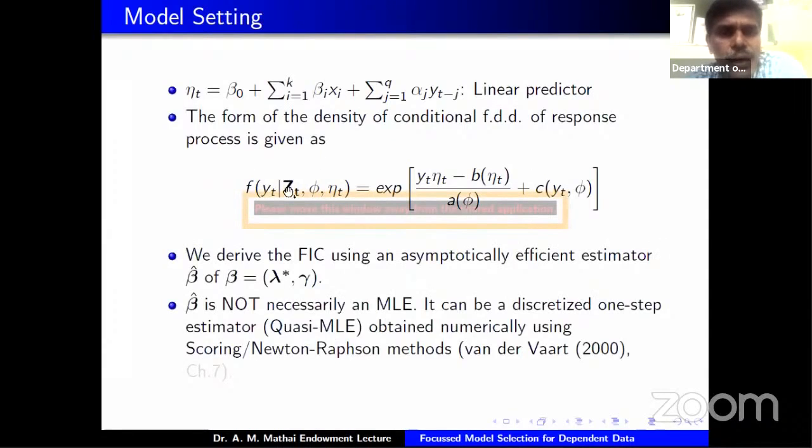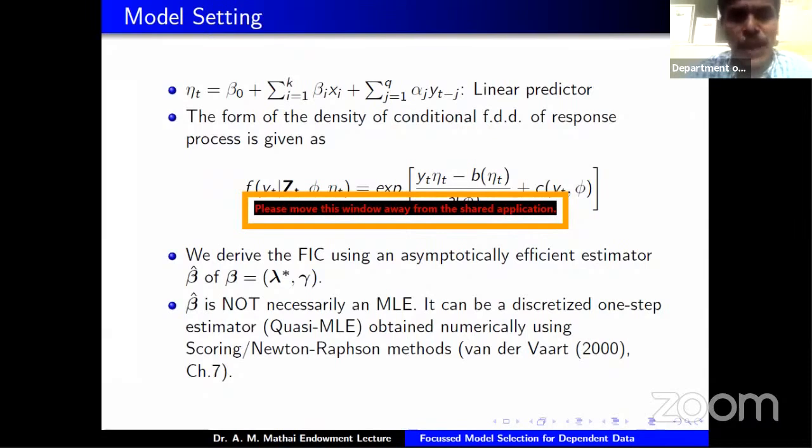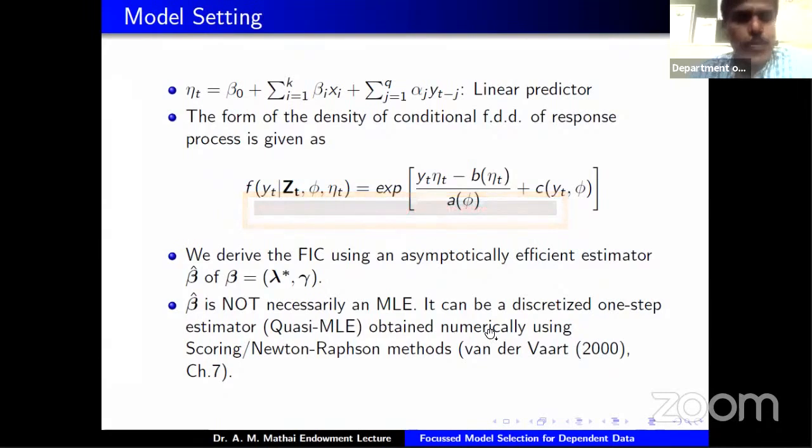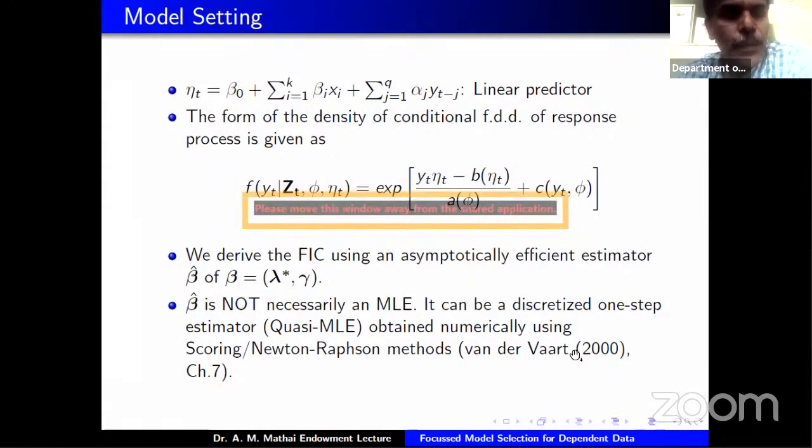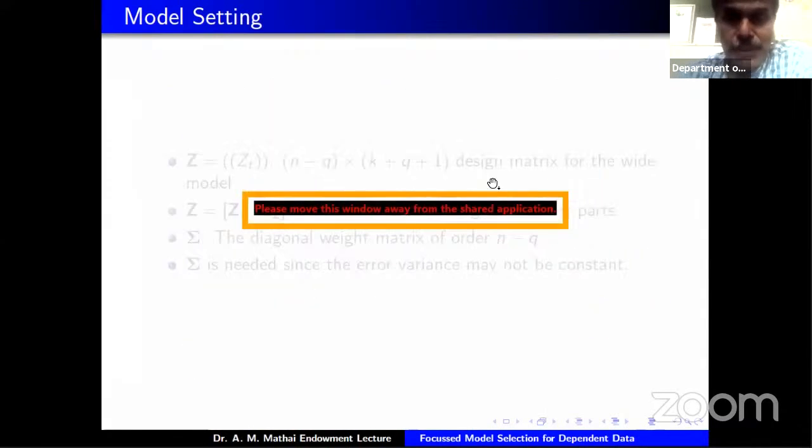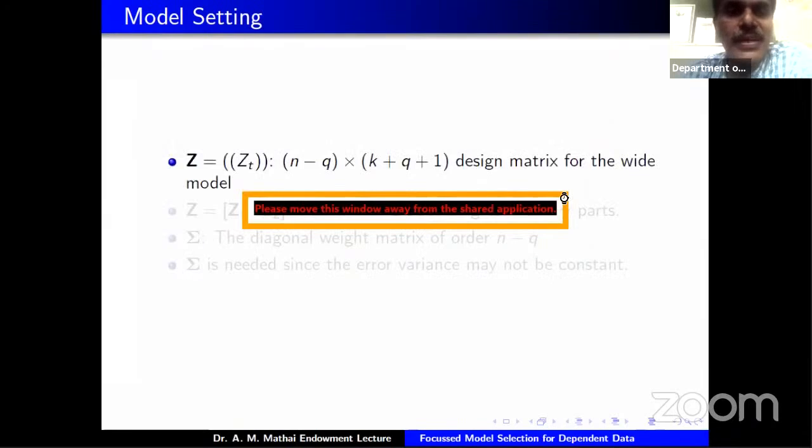You are in the exponential family, and then we derive the FIC using the asymptotically efficient estimator beta hat. As I told you, I'm not making a particular kind of assumption, so this is not necessarily an MLE. We can have the QMLE also possible. It can be a discretized one-step estimator, a QMLE obtained numerically. In fact, these details are available in the book by Van der Vaart. So you don't have to have the MLE, because once you have the asymptotic theory available, we can extend this to any of those things.